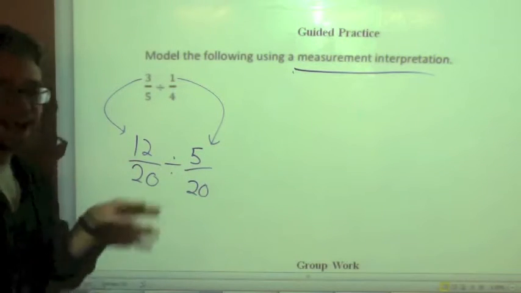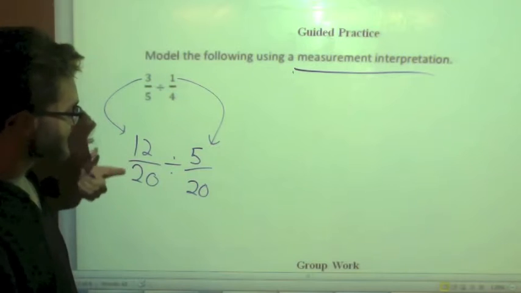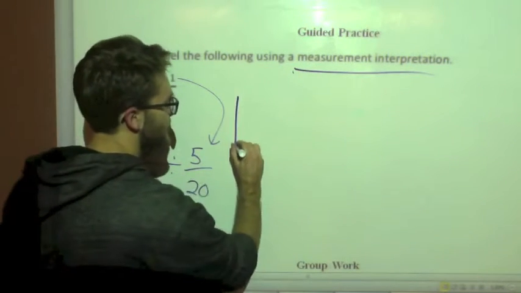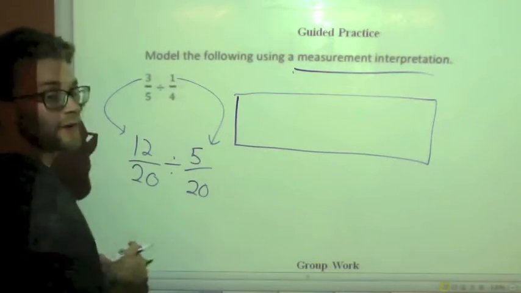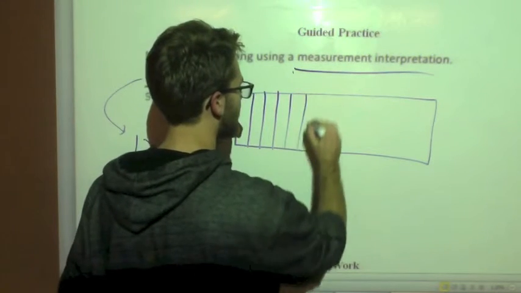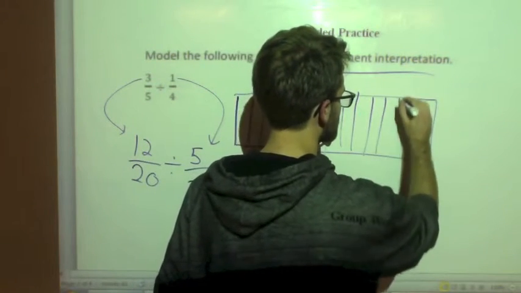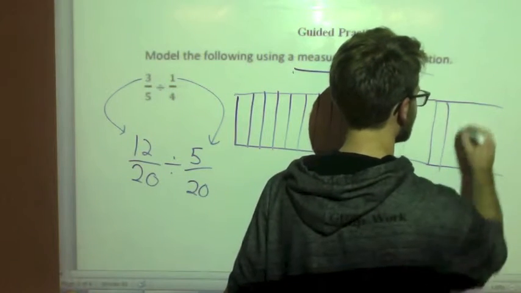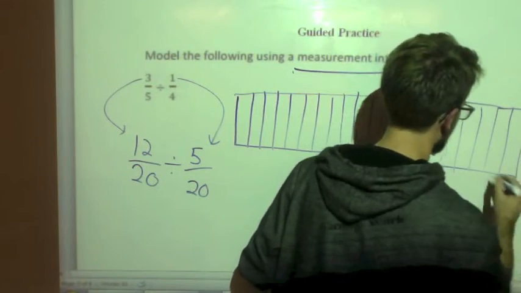And now this is something that we can set up with a tape diagram. So first we want to represent this right here. We're going to represent 12/20 with a tape diagram. You're going to need lots of boxes for this one, because we need 20 of them. So we've got 1, 2, 3, 4, 5, 6, 7, 8, 9, 10, 11, 12, 13, 14, 15, 16, 17, 18, 19, and 20.